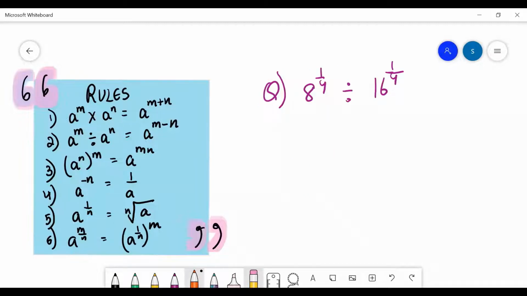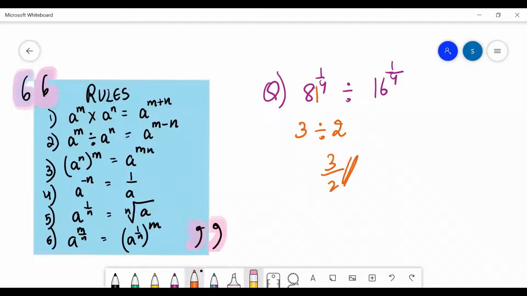Next we have 81 power 1 by 4 divided by 16 power 1 by 4. Basically you just have to find the fourth root of 81 and the fourth root of 16 and divide them. What's the fourth root of 81? It's basically 3. If you multiply 3 with itself 4 times, you're going to get 81. Divided by, what is the fourth root of 16? It's 2. If you take 2 and multiply it by itself 4 times, you're going to get 16. So it is 3 by 2.